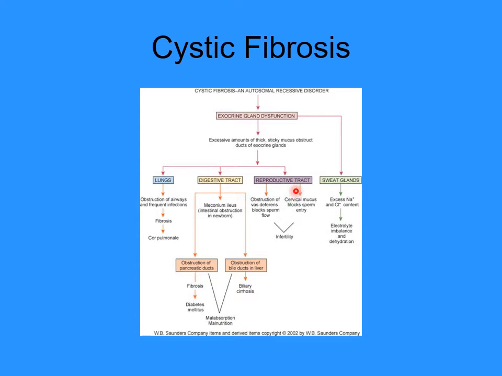And then the reproductive tract: obstruction of the vas deferens blocks sperm flow, cervical mucus blocks sperm entry, and that results in infertility.